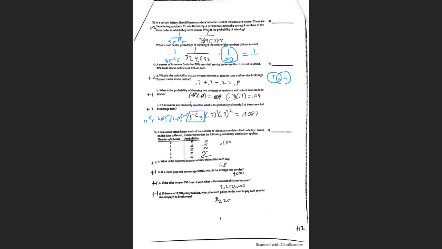It's going to cost $9,000 per day, times 250 days a year. That's $2.25 million. And if there's 10,000 policyholders, how much does everybody have to pay? You just divide it by 10,000. And so you need to charge all the policyholders at least $225 just to break even. If you charge them more, then you get profit.